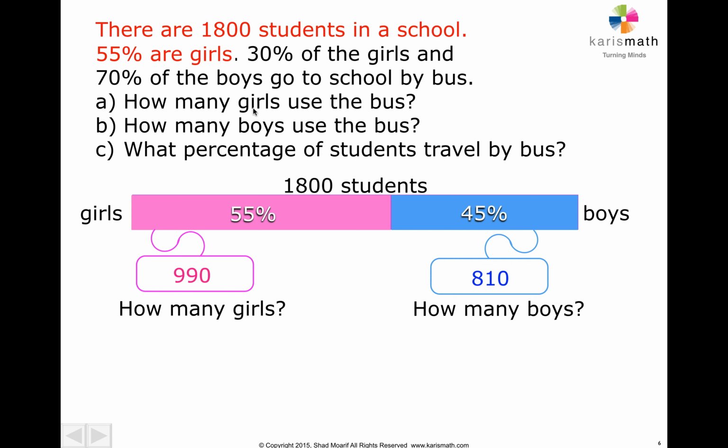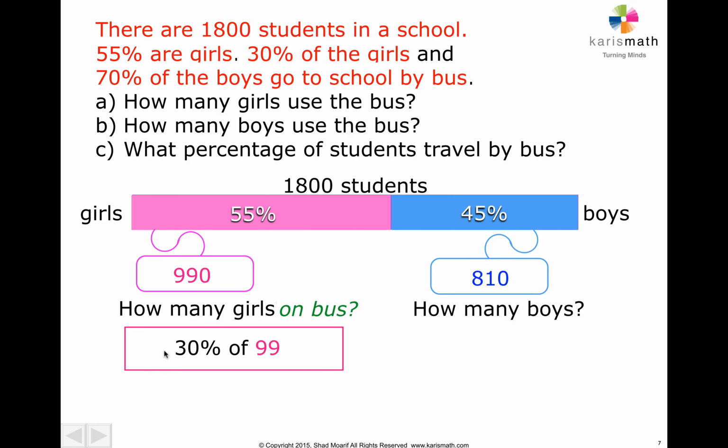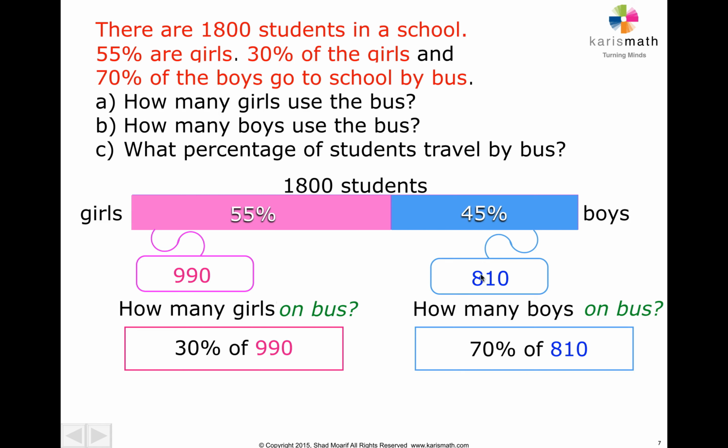Now we can tackle the rest of the information. 30% of the girls go to school by bus. And 70% of the boys also go to school by bus. So let's look at 30% of the girls. That's 990 girls. 30% of them, how many are in the bus? Well, work it out. And boys, 70% of the boys go to school by bus, so that's 70% of 810 boys. Now that should be easy to work out.